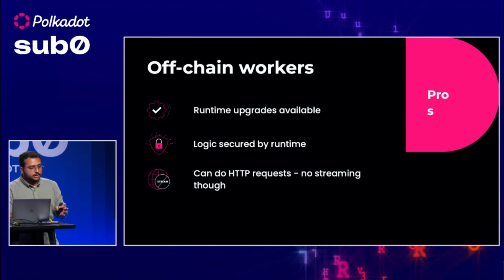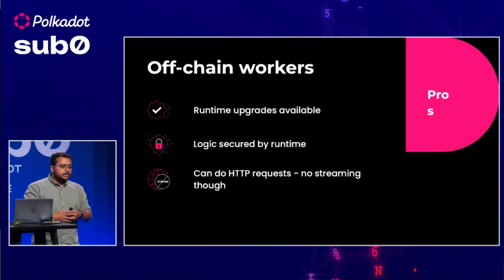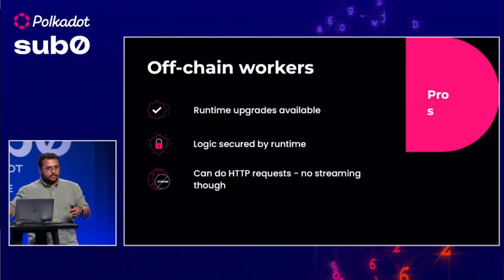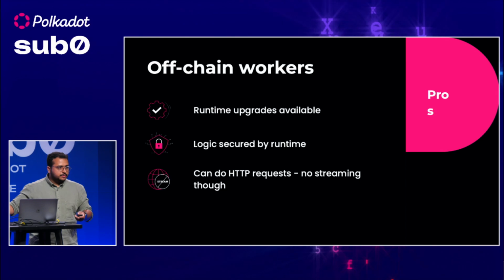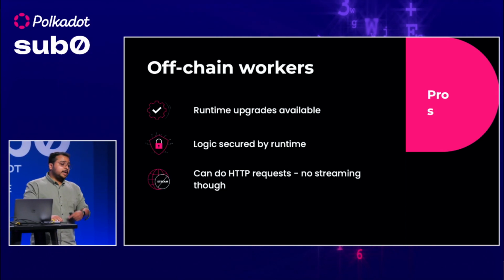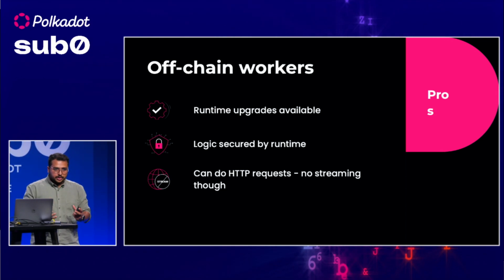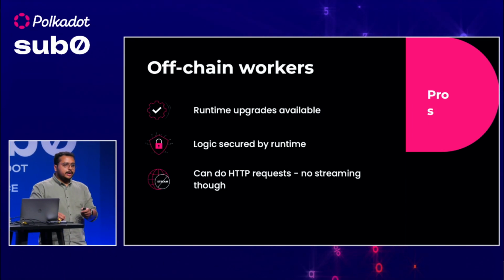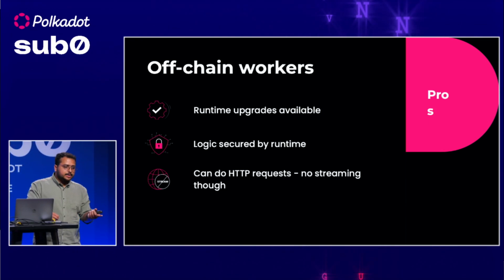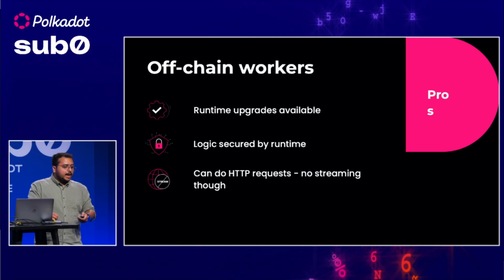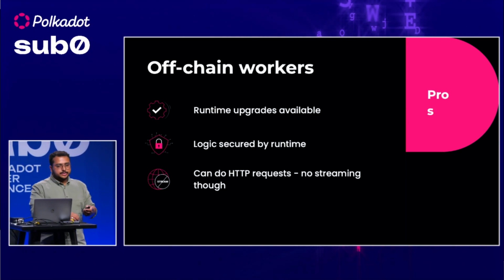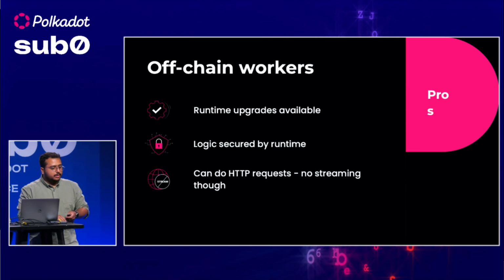That is, it's non-deterministic. It has access to random functions. So that doesn't mean that every node will have the same result after running the off-chain worker logic. But the point is the core logic is supported. It's secured by the runtime. You can have a guarantee that what is running is secured by the runtime. And it can do HTTP requests. No streaming is available, but still you can access outside systems.